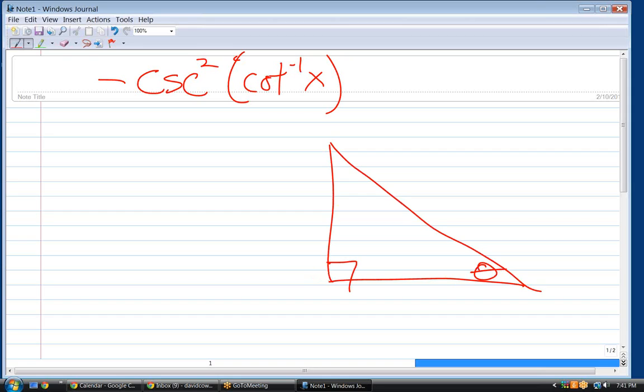Where do the x and the 1 go? Adjacent will be x, and opposite will be 1, which makes the hypotenuse the root of x squared plus 1. Okay.